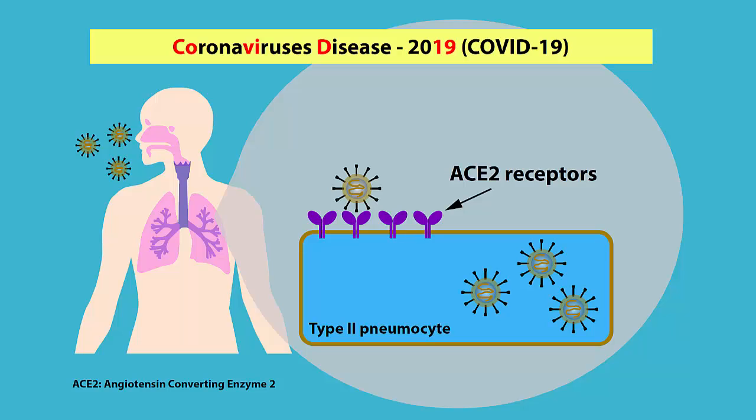SARS coronavirus, SARS-CoV, uses angiotensin-converting enzyme 2 as a receptor and primarily infects ciliated bronchial epithelial cells and type 2 pneumocytes. Type 2 pneumocytes, shown in this diagram, are cuboidal cells that line the lung alveoli and are responsible for producing pulmonary surfactant, which decreases the surface tension by decreasing the density of water molecules at the air-water interface, which substantially eases the expansion of the lungs during ventilation.